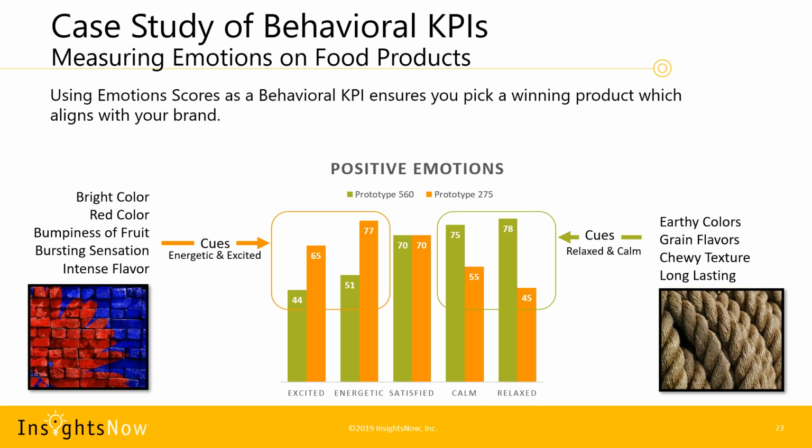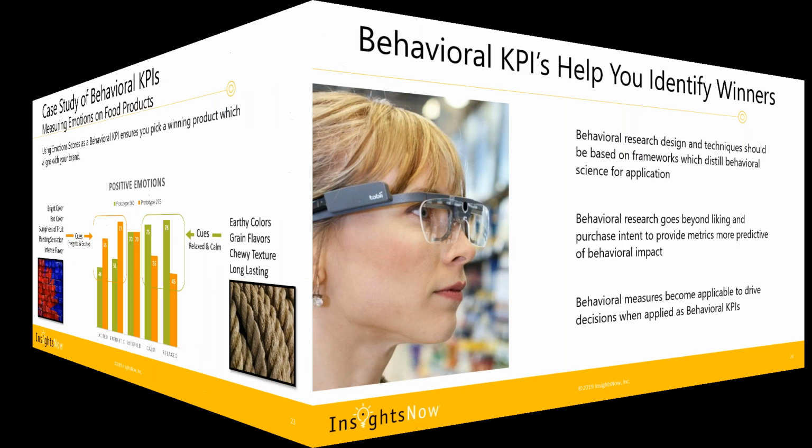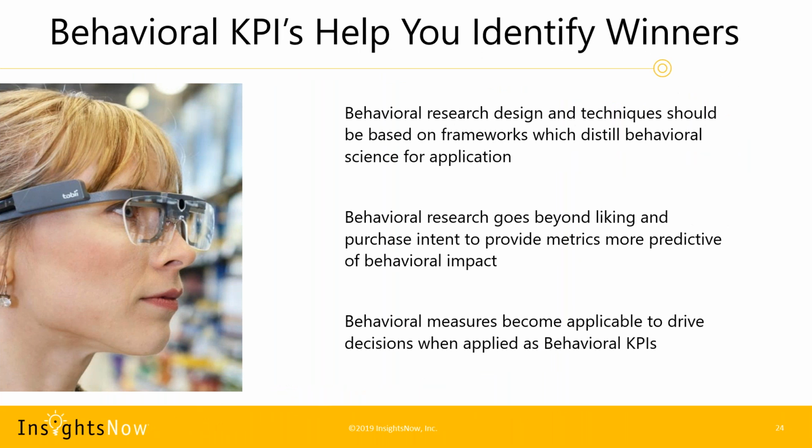So understanding how your product attributes and characteristics connect with the emotions, and then therefore measures like your overall liking or purchase intent, allows you to get a good full behavioral picture and allows you to pick those winning products. All right, so those are the two case studies for today. Behavioral KPIs, they really do help you identify winners.